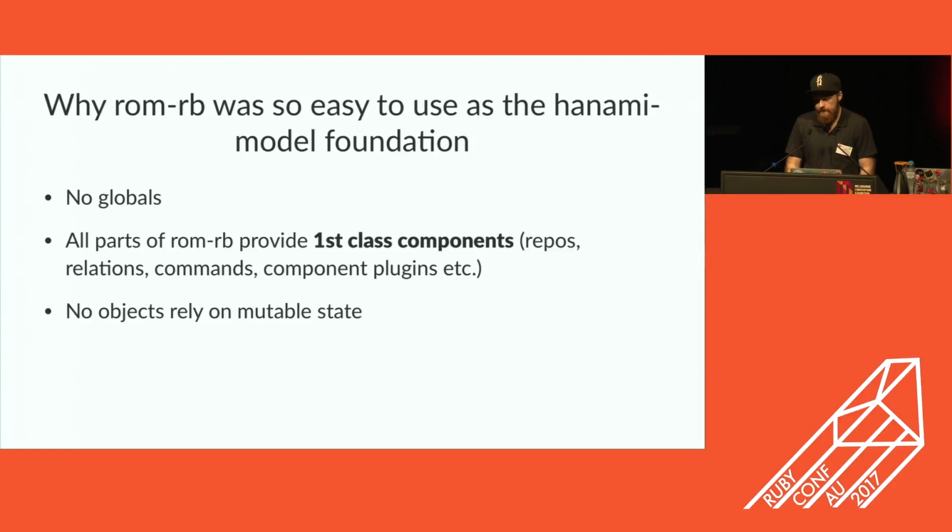And of course, we don't rely on mutability. All objects in ROM are not meant to be mutated. We don't have public APIs that would mutate them. And it makes it much easier to use this library as a foundation for your library because it's more predictable because of that. So that was about differences between ROM and typical Ruby gems and about philosophy.